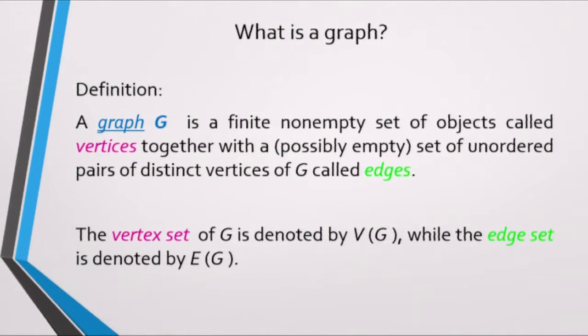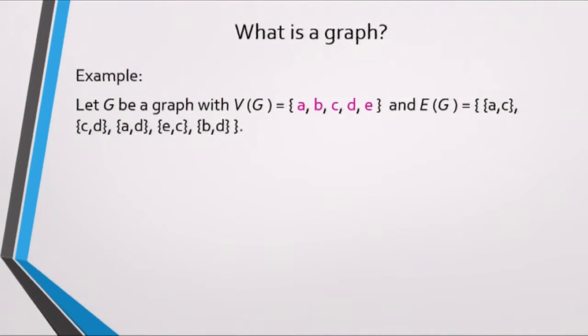A graph is a finite collection of vertices and a set of edges that are made up of unordered pairs of vertices. And we are going to call V of G the vertex set, E of G the edge set. So, well, let's look at the example. Suppose we have 5 vertices, A, B, C, D, and E, and the edge set contains pairs of letters, for example, A and C, C and D, AD, EC, BD. So this represents actually one edge.